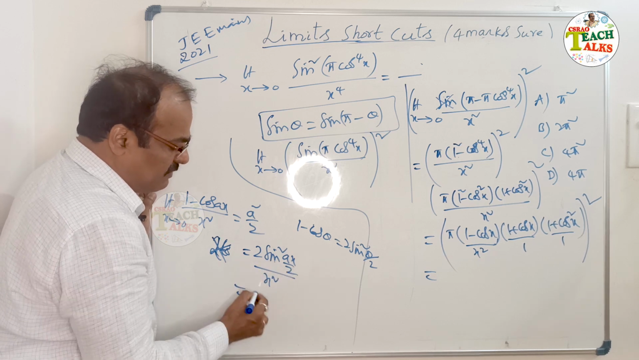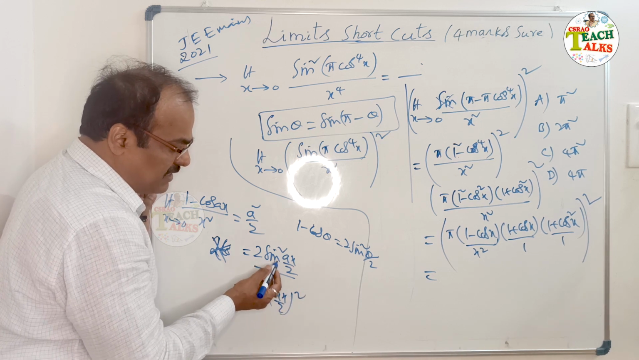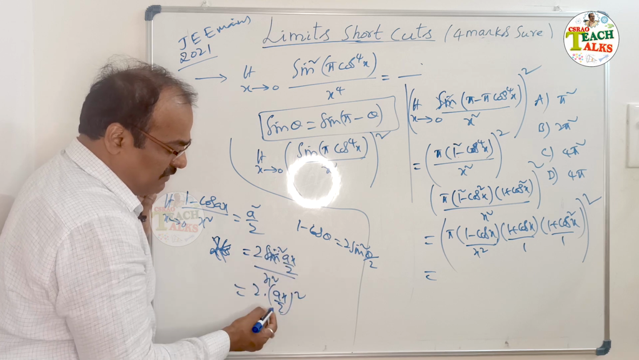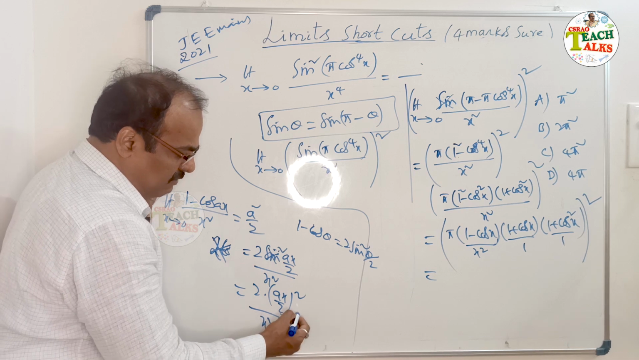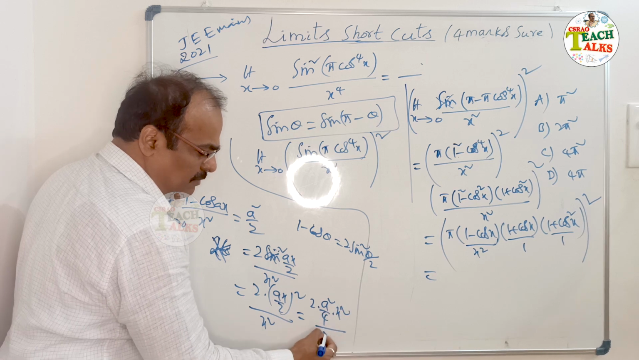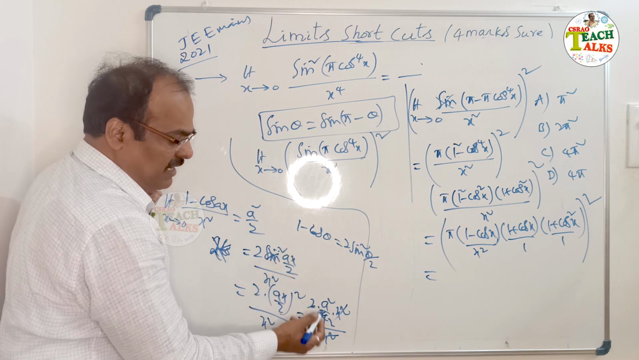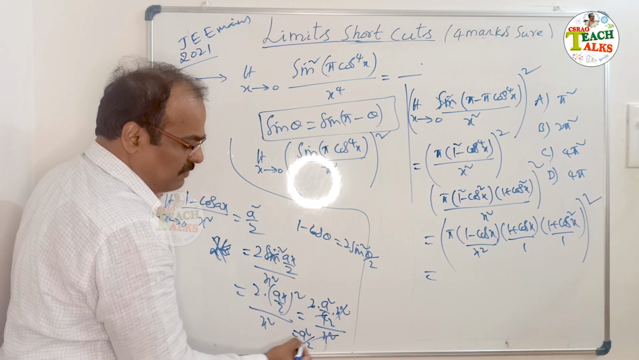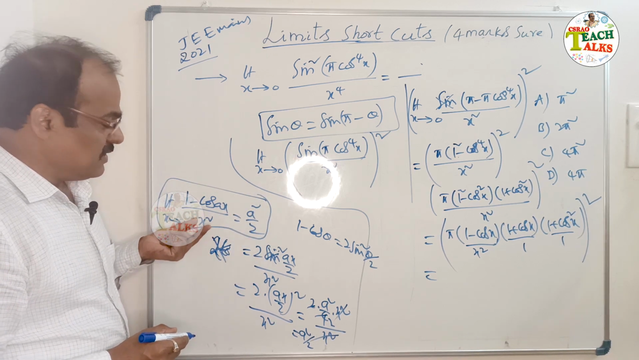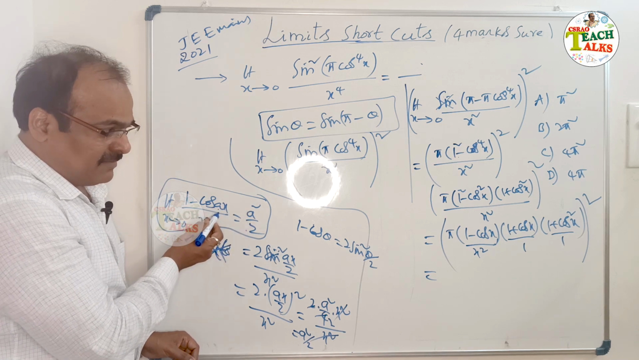Before removing the sine, what do we have to do? 2 into ax by 2 whole square. Before removing the sine, you transpose this square to this and remove the sine. What will happen? By x square. And now we can write 2 into a square by 4 into x square by x square. The x square gets cancelled, the 2's cancel, and it will be a square by 2. This is one shortcut, and it is very useful.